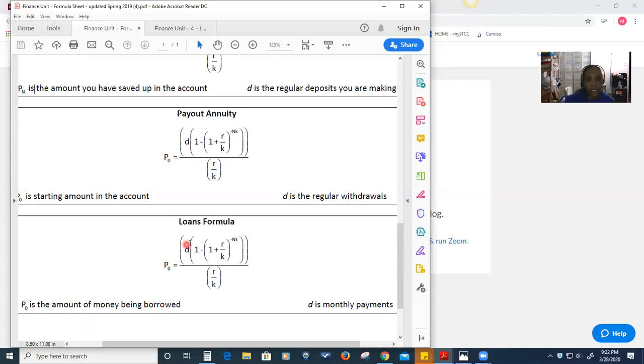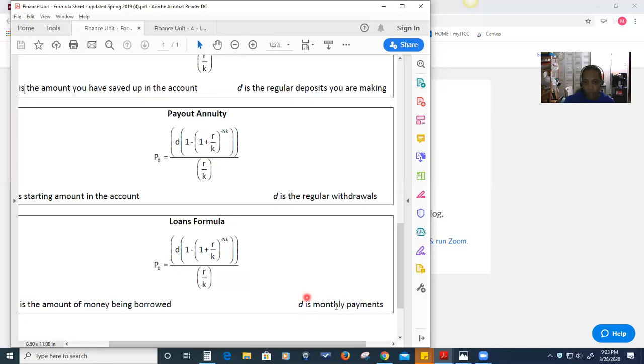And then the d, instead of you paying yourself, you're paying somebody else. So this d now is the monthly payment, or usually payments are monthly, especially for houses and cars. But again, whatever compounding frequency you have, that's how frequently you're going to be paying those payments to pay off that loan, okay?